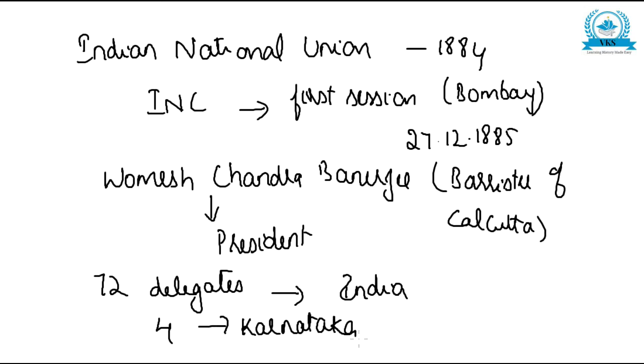So A.O. Hume inspired the Indians to establish the Indian National Union in 1884, which later became the Indian National Congress. Its first session was held in Bombay on 27/12/1885, and Womesh Chandra Banerjee, a famous barrister of Calcutta, was elected as the president. 72 delegates attended the conference from different parts of India, and out of them 4 were from Karnataka. So this was about the establishment of the Indian National Congress.